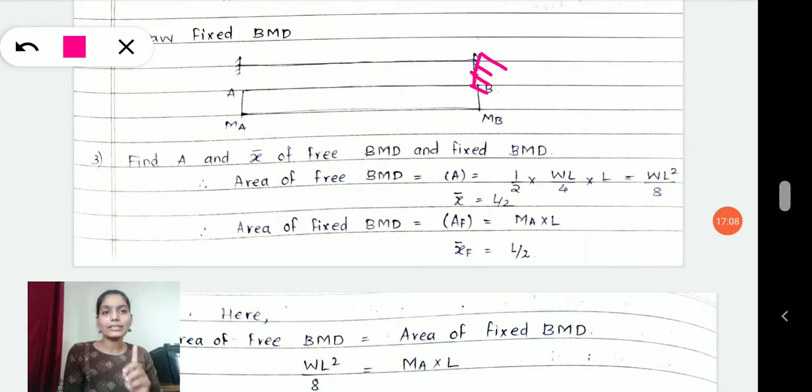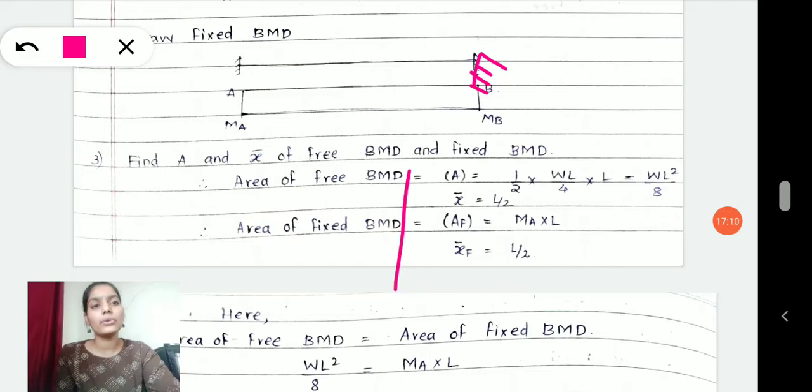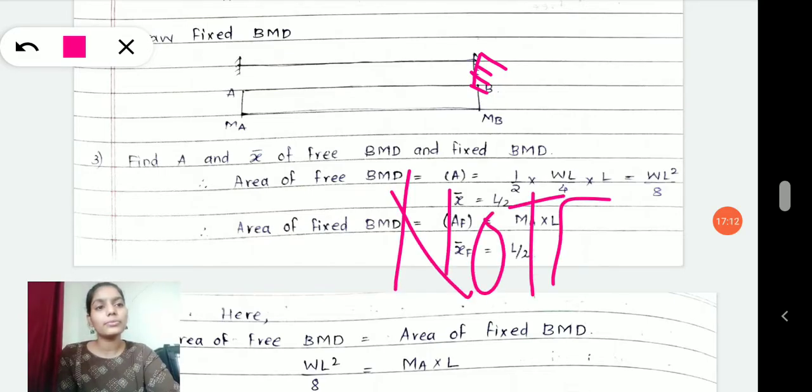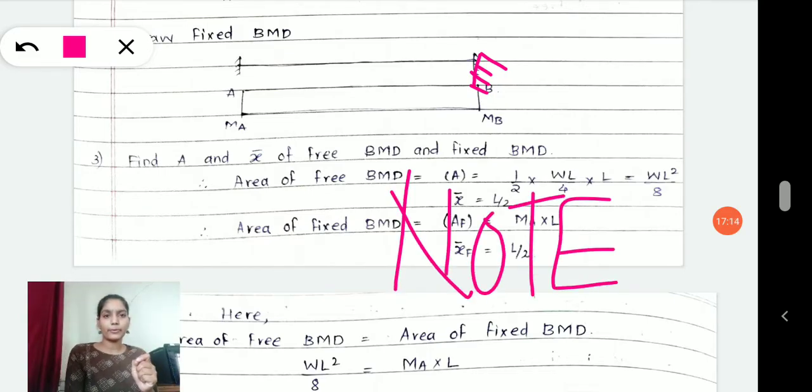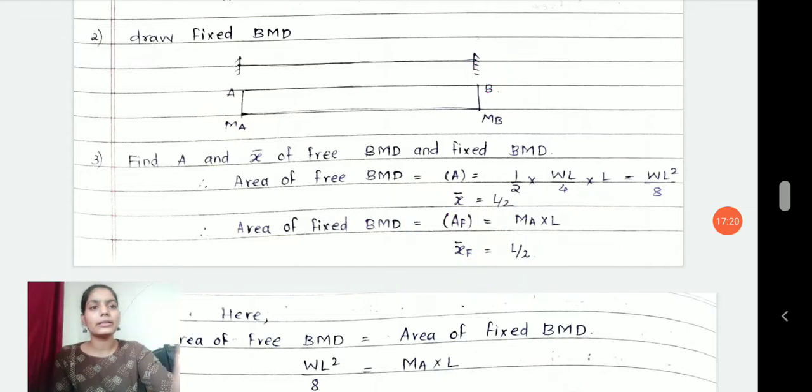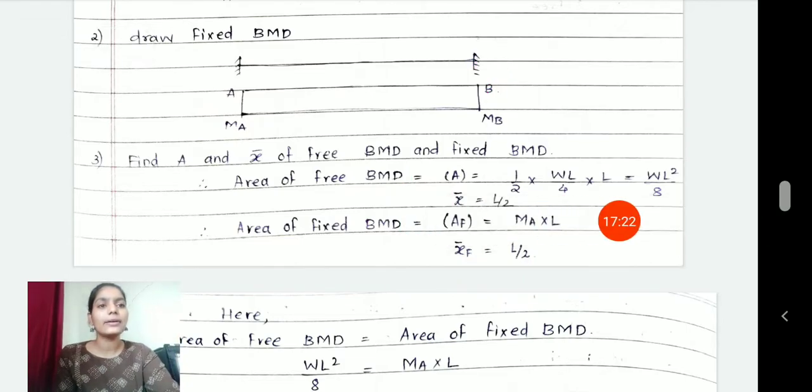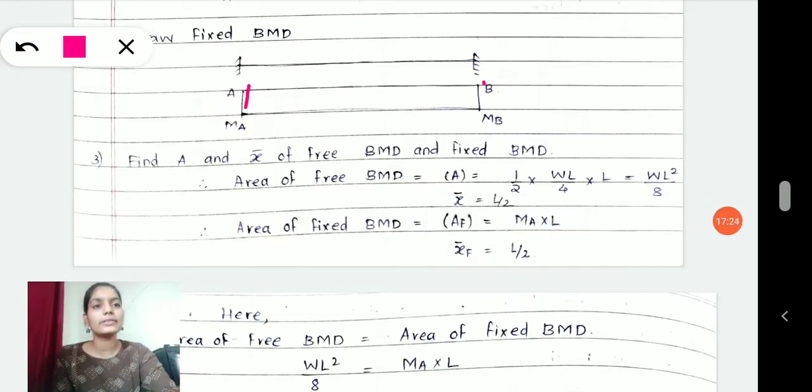Okay, and that is why make a note in your book, and the note will be: at fixed supports a moment will always develop, right? Keep that in mind. And that's how I have shown the diagram at fixed supports. Now at both of the fixed ends I have shown the same amount of moment, the same magnitude of moment.